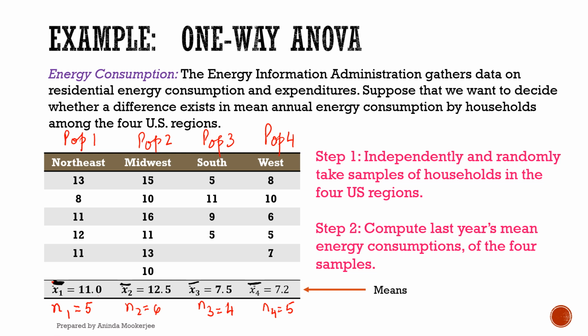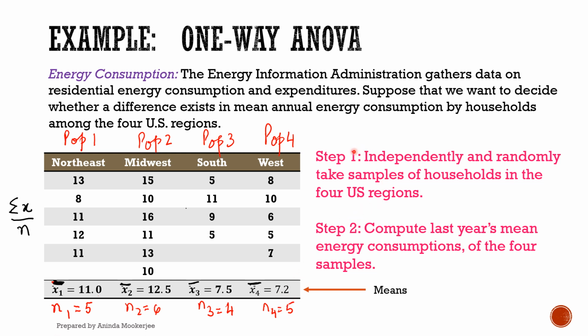So how did they get the sample mean of 11? They added all these values and divided by the sample size. If you sum up 13, 8, 11, 12, and 11, you'll come up with 55, and 55 divided by 5 is 11. We use the same formula for the mean, sigma x divided by n, to find the different sample means. For Midwest, the sample mean is 12.5. For South, it's 7.5. West, it's 7.2.